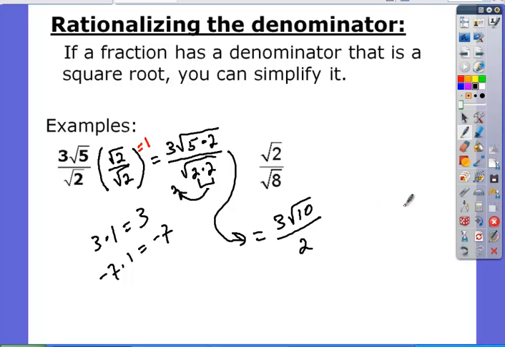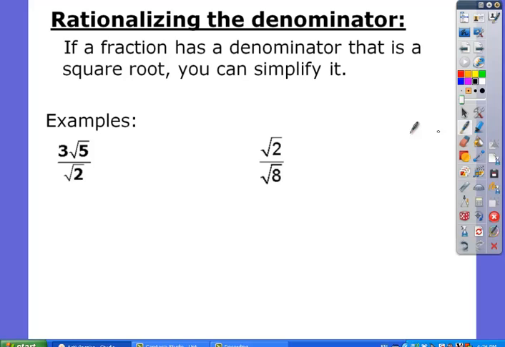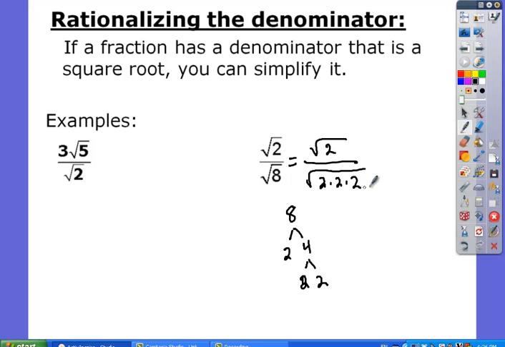So, moving on to the next one. Alright, so if you'll notice, the square root of 8 is actually something that I can reduce. And if I look at my factor tree here, what is this? 8 gives me 2 and 4, and then 2 and 2 again, right? So the square root of 2 divided by the square root of 2 times 2 times 2.